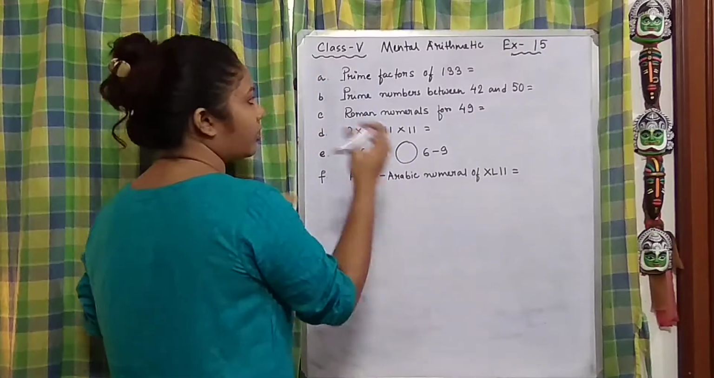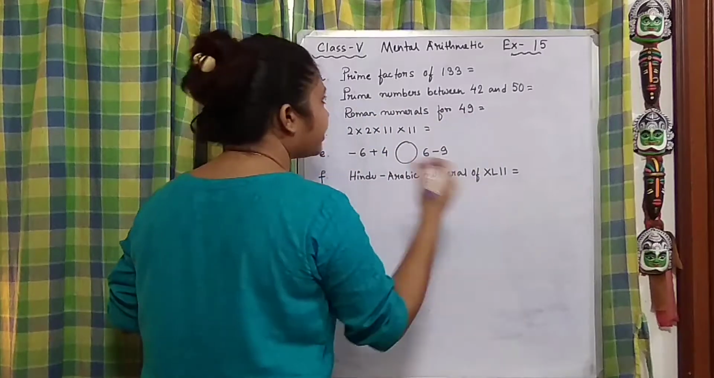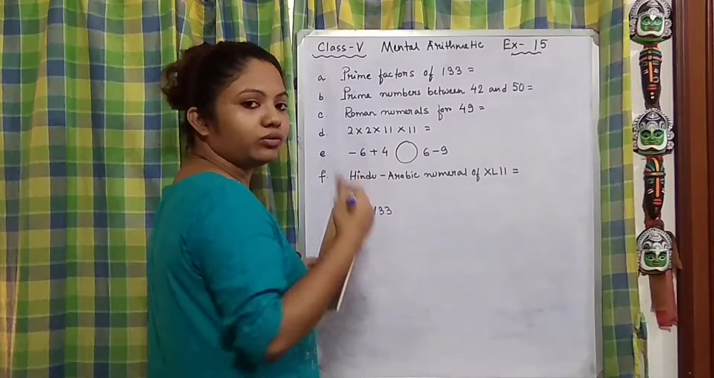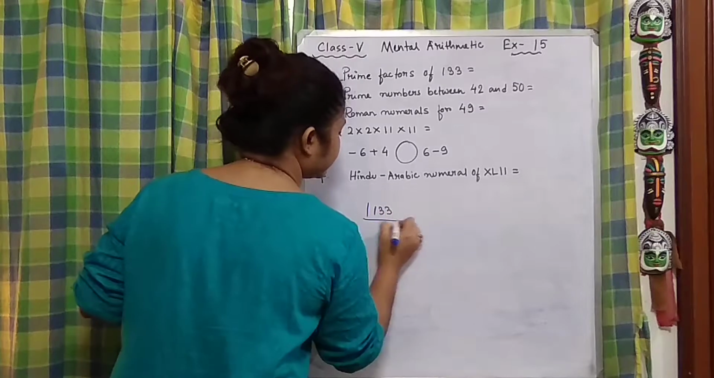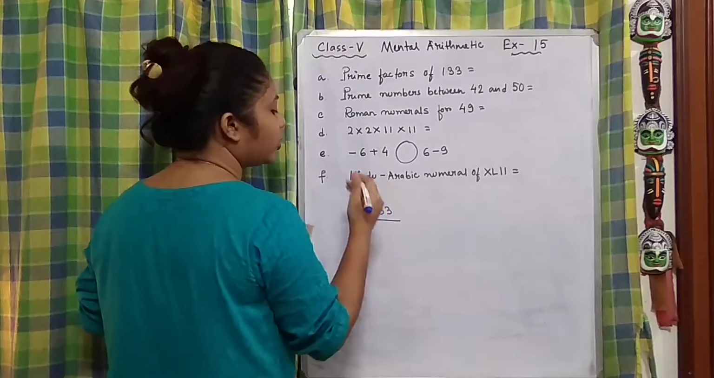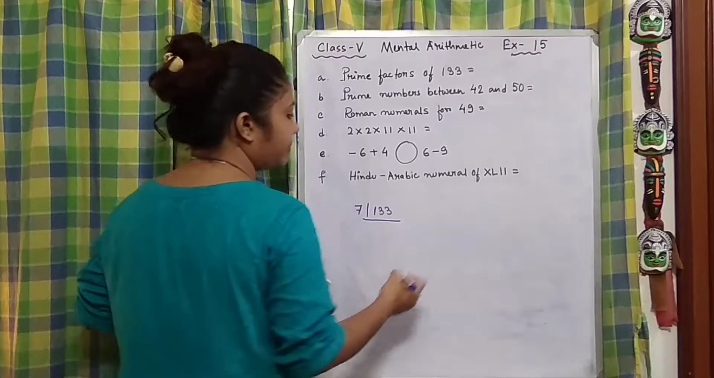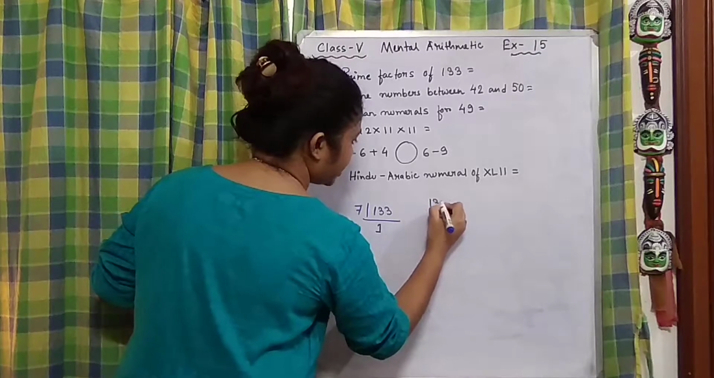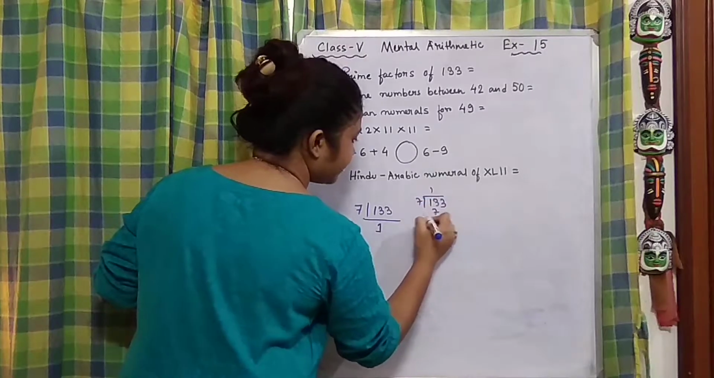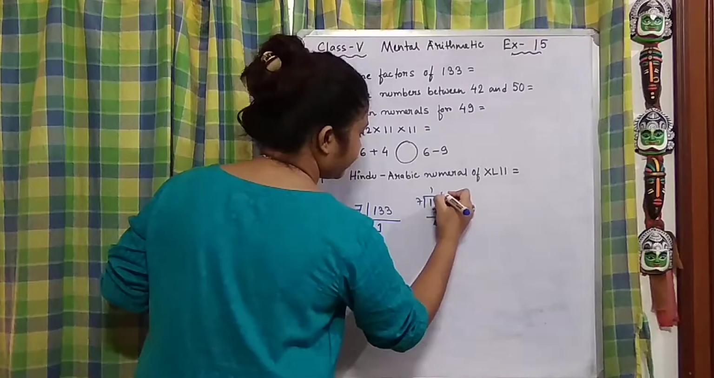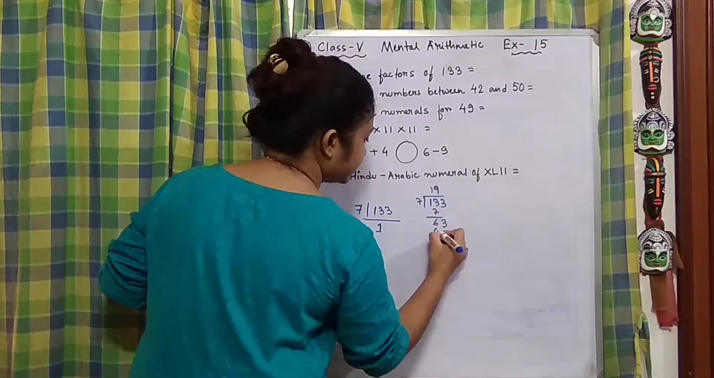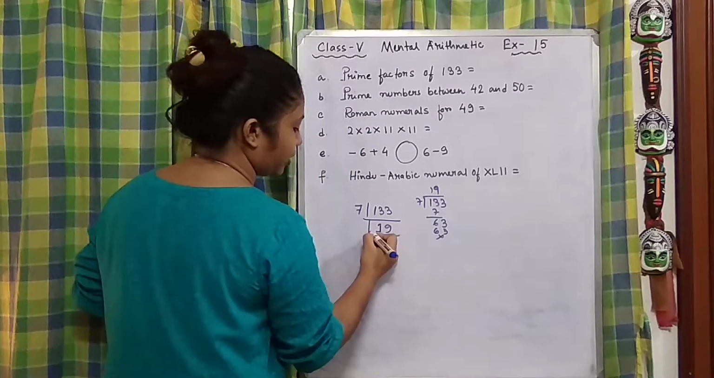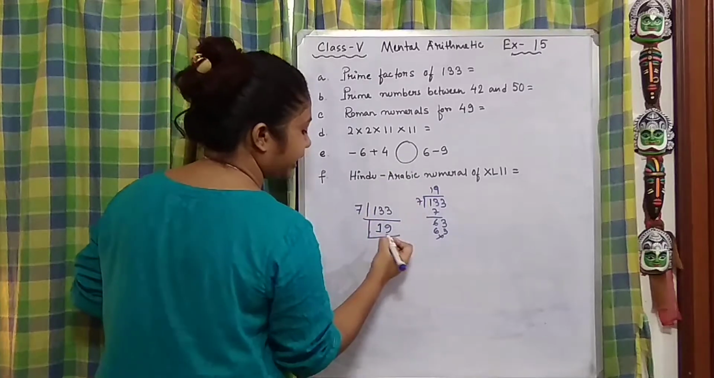We have already learned how to find the prime factors. So let's do it. 133, we have to continuously divide it till it ends. First, what are we going to divide it with? 7. 7 ones are 7, 7 nines are 63. So after dividing 133 by 7, we are getting 19.